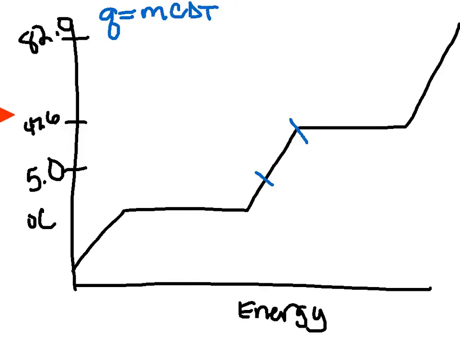So we'll begin by calculating the first step in the process, where we have our substance, which is starting at 5 degrees Celsius and going up to the boiling point at 47.6 degrees Celsius. Since we have a temperature change, we're going to use Q equals MC delta T. Now, the mass that we are given is 25 grams.